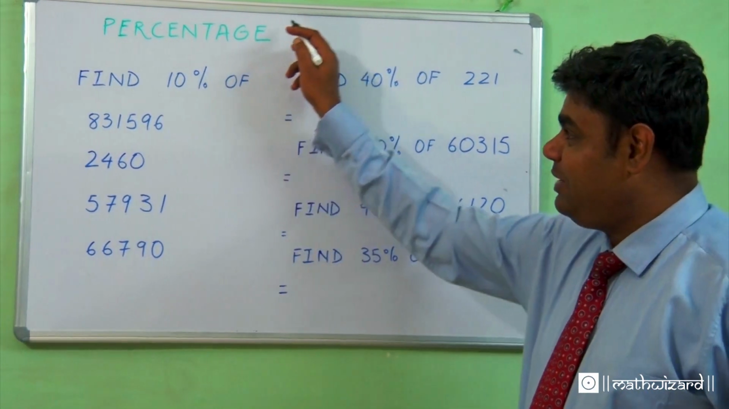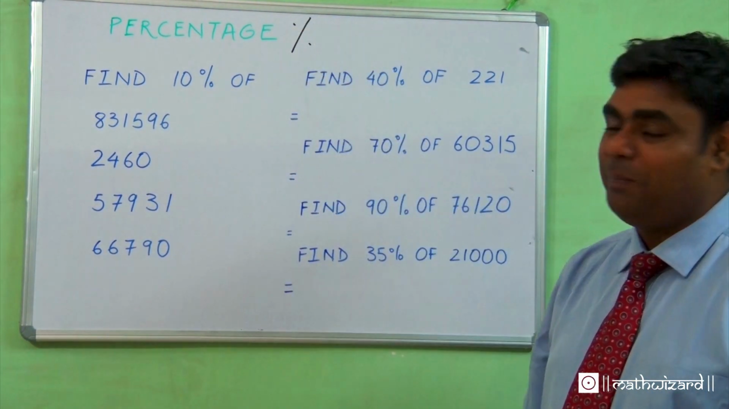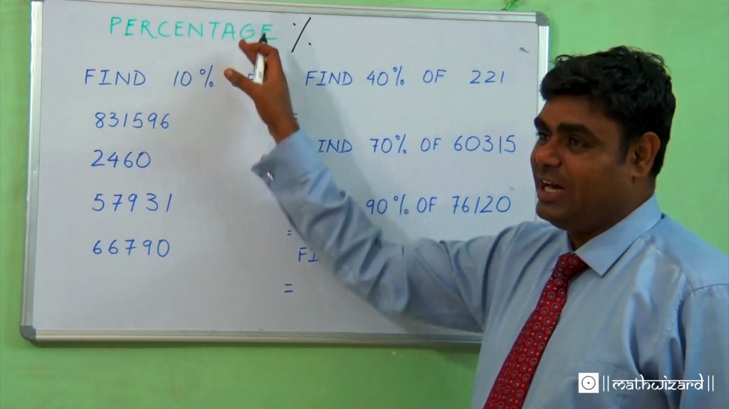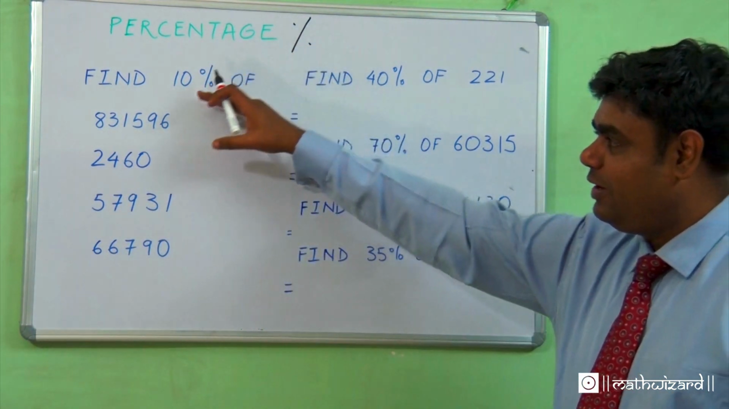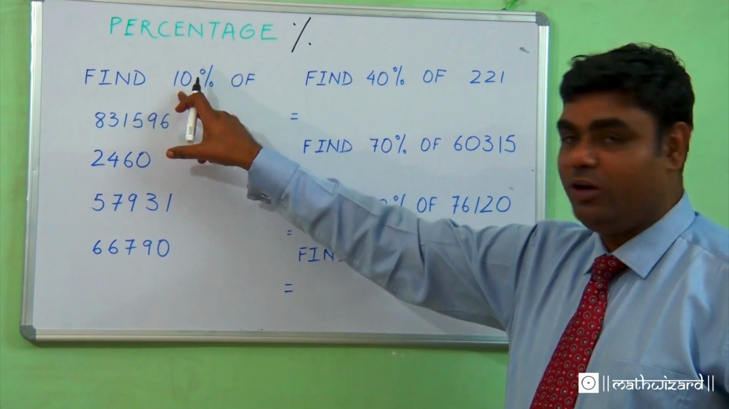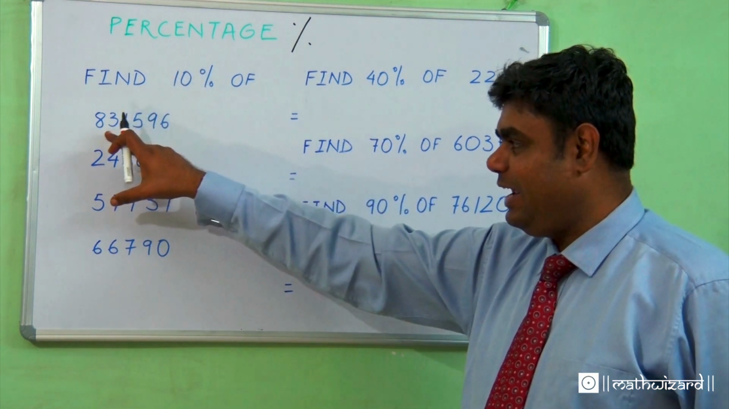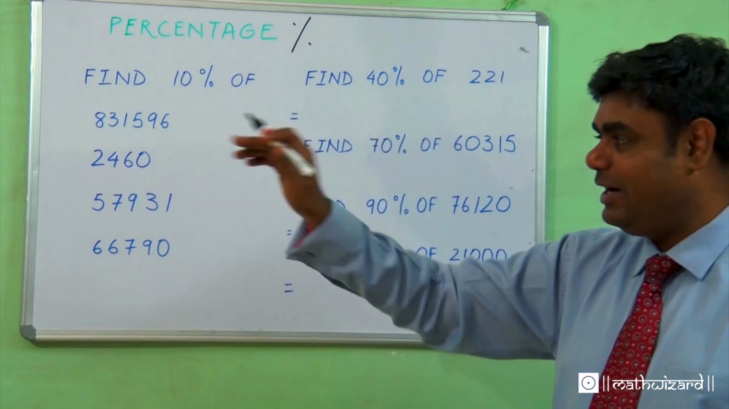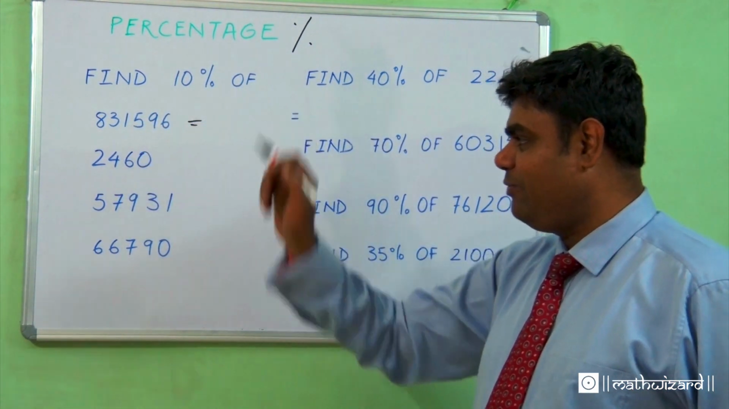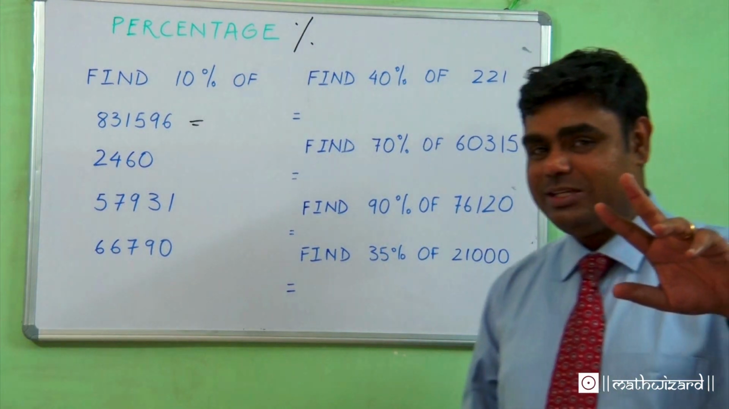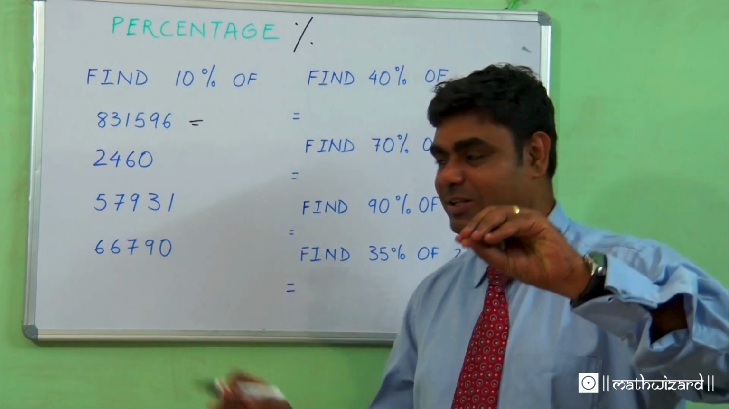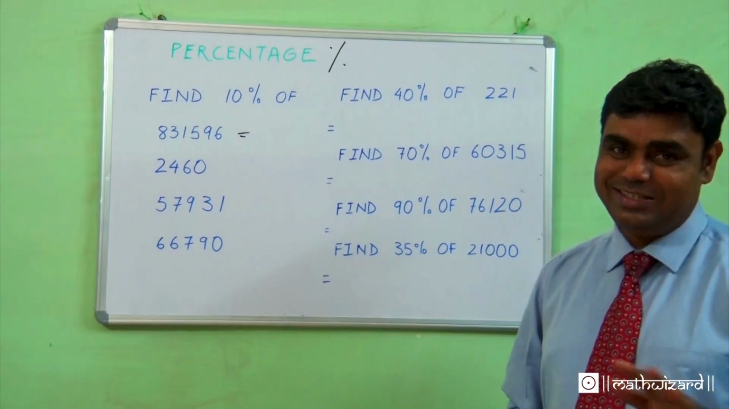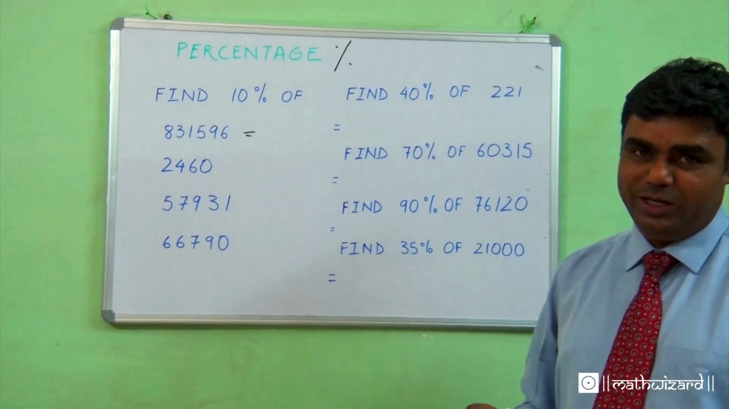In our elementary classes, we all learn percentage. The school's conventional method will involve little working where I will solve 10% of 831596. I'll write it as 10 upon 100 into this number, which will give me my answer. Doing the sum will take me at least 2-3 minutes to solve. But I would suggest doing away with all such workings.